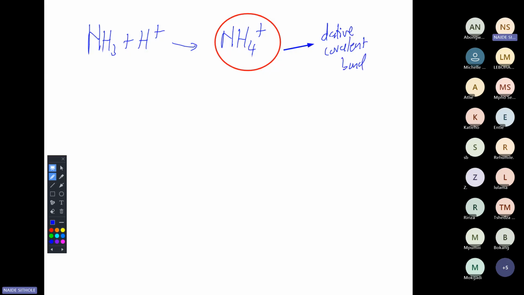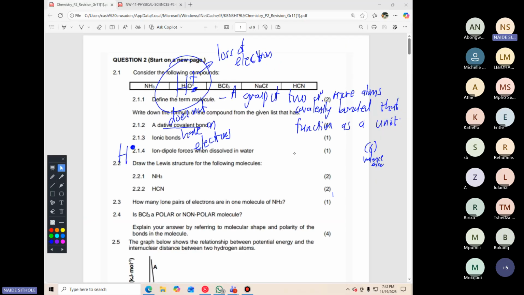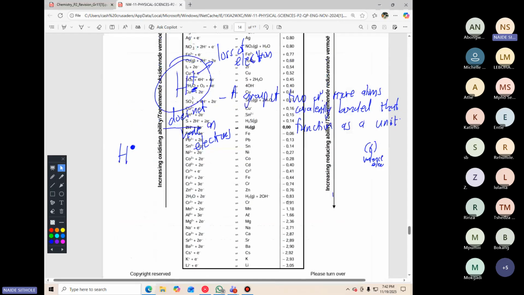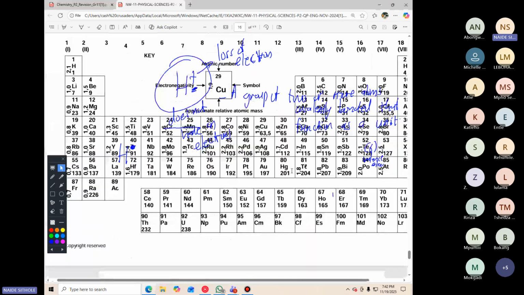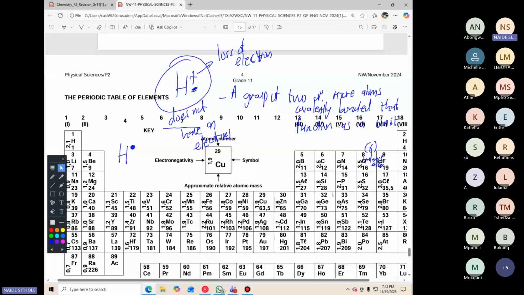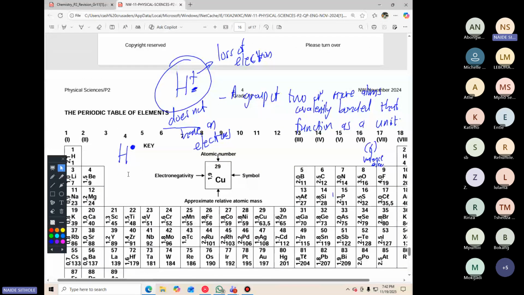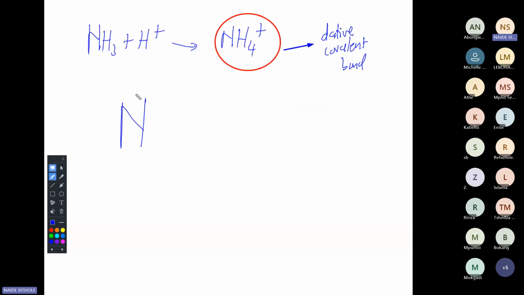Here the same case goes. We have nitrogen, which is in what group? According to our periodic table, we can see nitrogen is in group 15 with a valence electron of 5. Everything in here has a valence electron of 5. Meaning, what do? 1, 2, 3, 4, then 5.